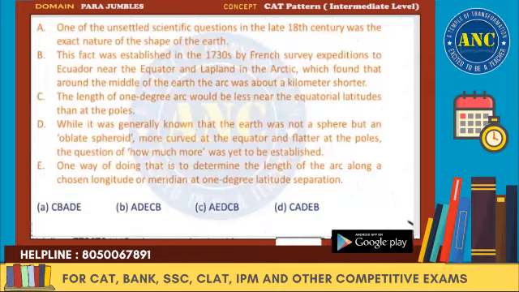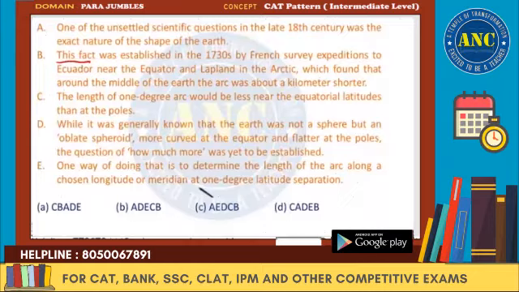One of the unsettled scientific questions in the late 18th century was the exact nature of the shape of the earth. Seems like a good way to start off a paragraph, but let's look at the others as well. B says, this fact was established in the 1730s by French survey expeditions to Ecuador, near the equator, and Lapland in the Arctic, which found that around the middle of the earth, the arc was about a kilometer shorter. This fact, that means he's talking about a fact somewhere else.